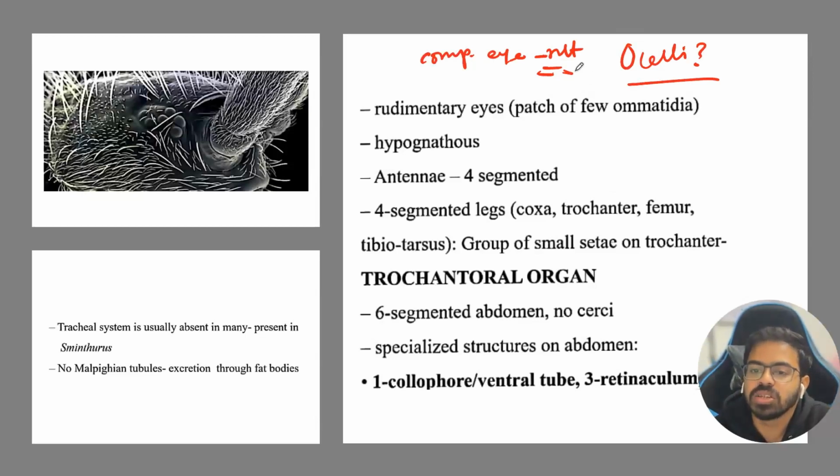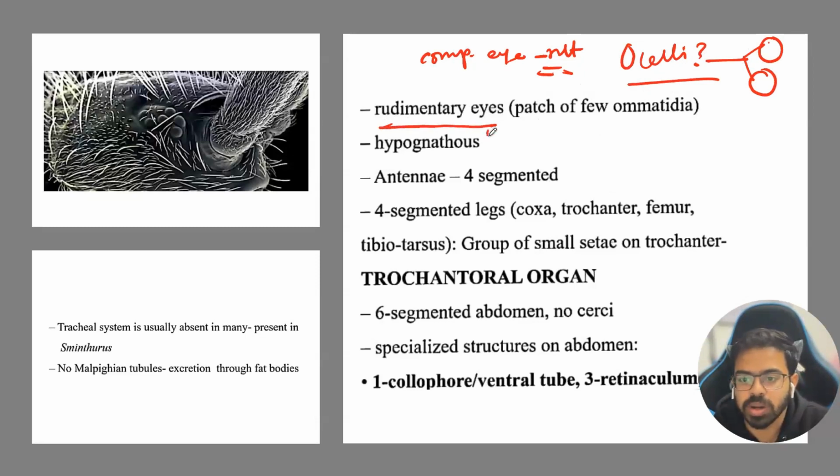Ocelli, in case of the Collembola, is rudimentary. It is rudimentary because different authorities do it differently. Some of them say that ocelli are developed, some say ocelli are rudimentary. Most of the authors followed this. The Collembola has some rudimentary eyes, which is nothing but a patch of a few ommatidia.